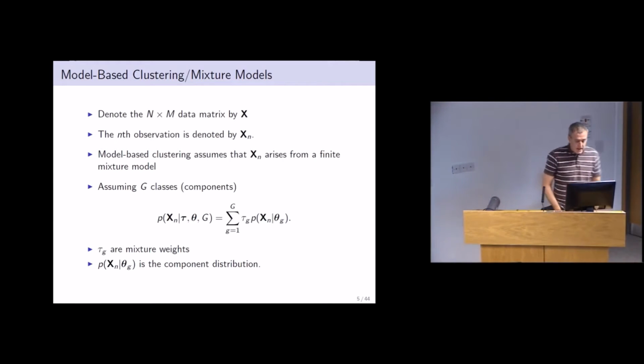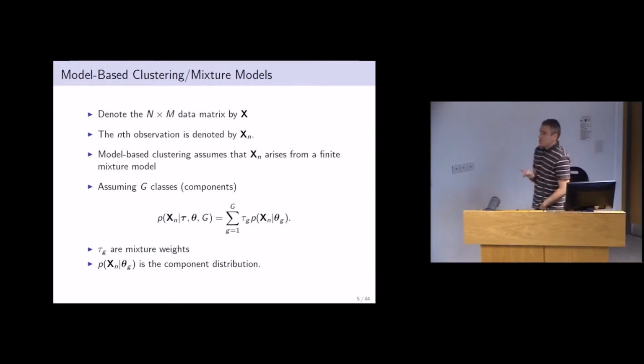So we have an N by M data set, capital N patients, capital M variables. The observation for subject n is going to be denoted x_n, and the way we're going to model the data is using a finite mixture model. We're going to assume that there are G groups in the population. The probability of coming from group g is given by tau_g. So that's basically how prevalent the group is in the population.